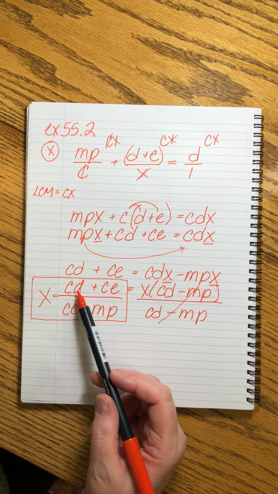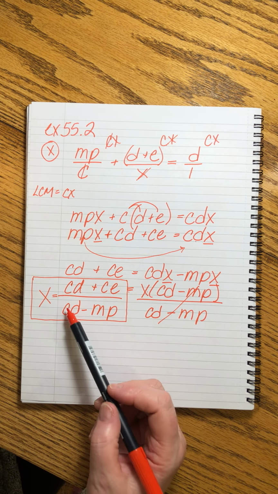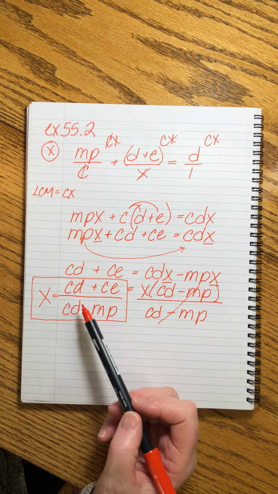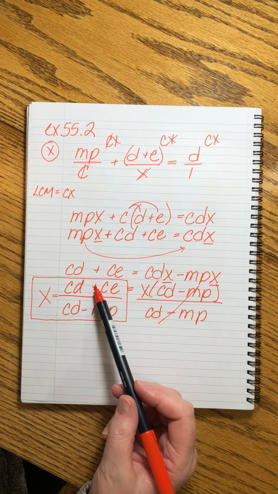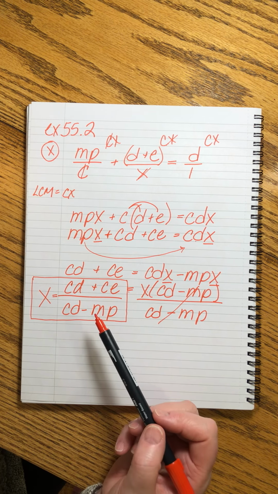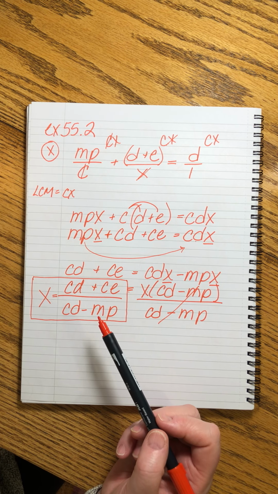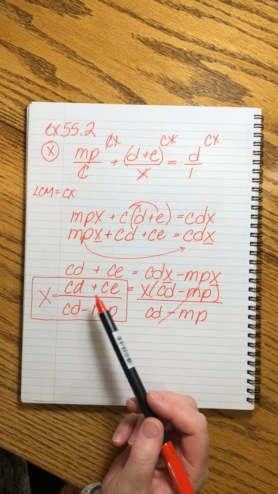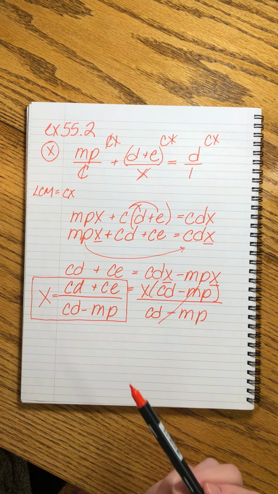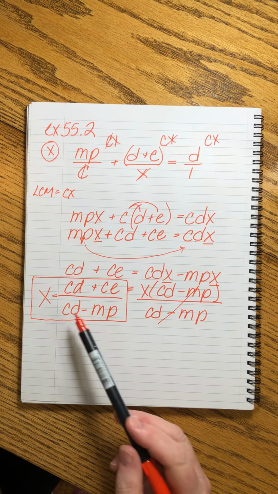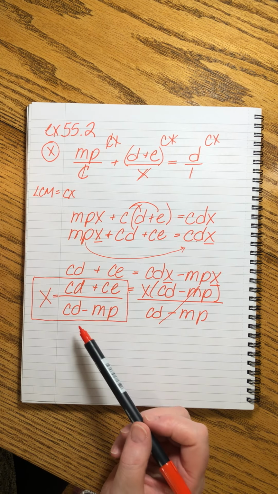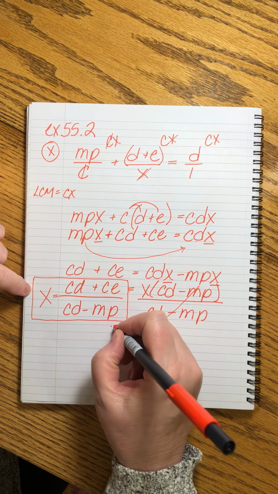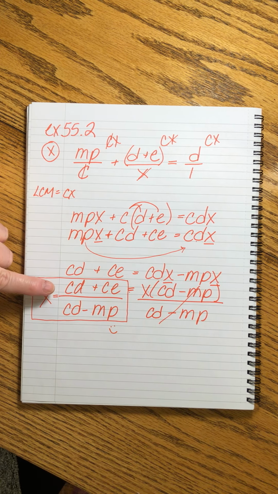Notice that this term, numerator and denominator, or this answer, has a CD up here and a CD down there. Oh, we'd love to cancel them, but we cannot cancel when we're adding or subtracting. If possible, we would factor the CDs, the C or the D out, but we can't. There's no way. We could factor out the C, but that wouldn't get us anywhere. So this is the answer. This is the best we can do. CD plus CE over CD minus MP.